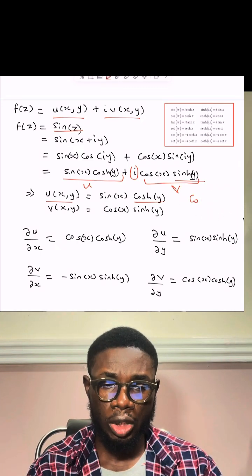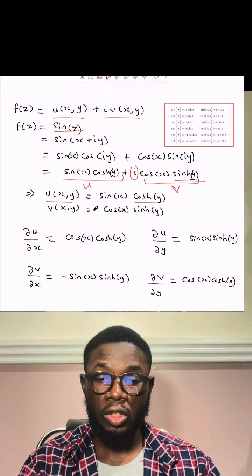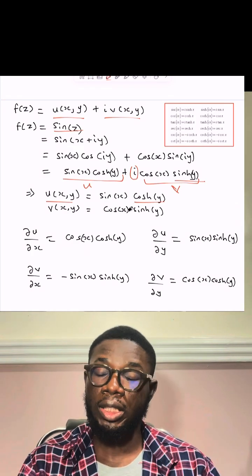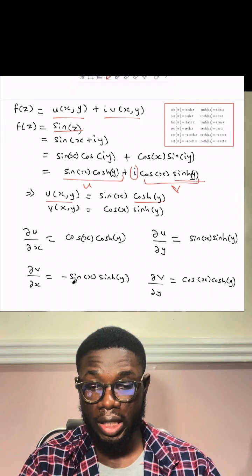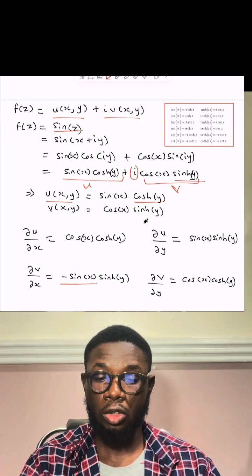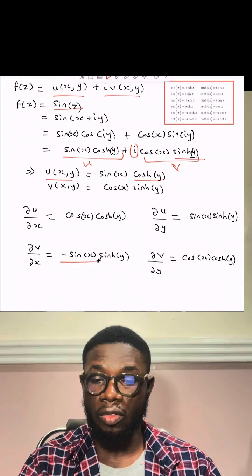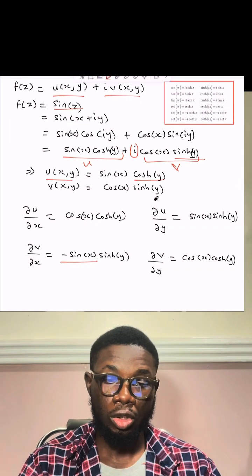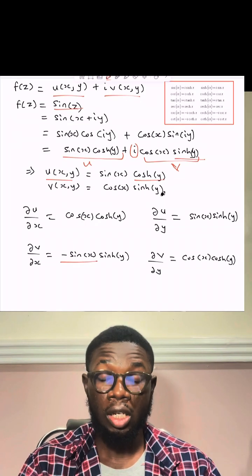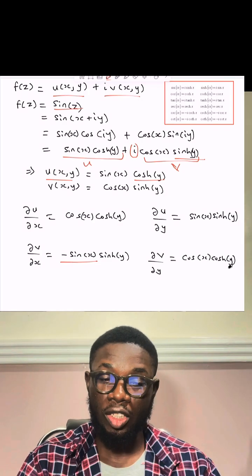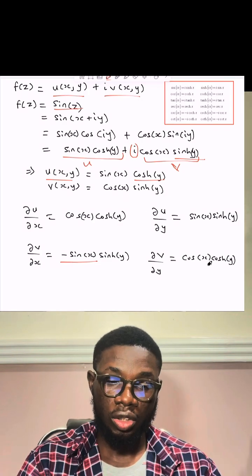So let's proceed. Then v now with respect to x. The derivative of cos x is negative sin x, so that is here. Then sin y is just repeated since it's a constant. Now let's do the derivative of v with respect to y. So we differentiate sin y, and it gives us cos y. Then cos x just follows.